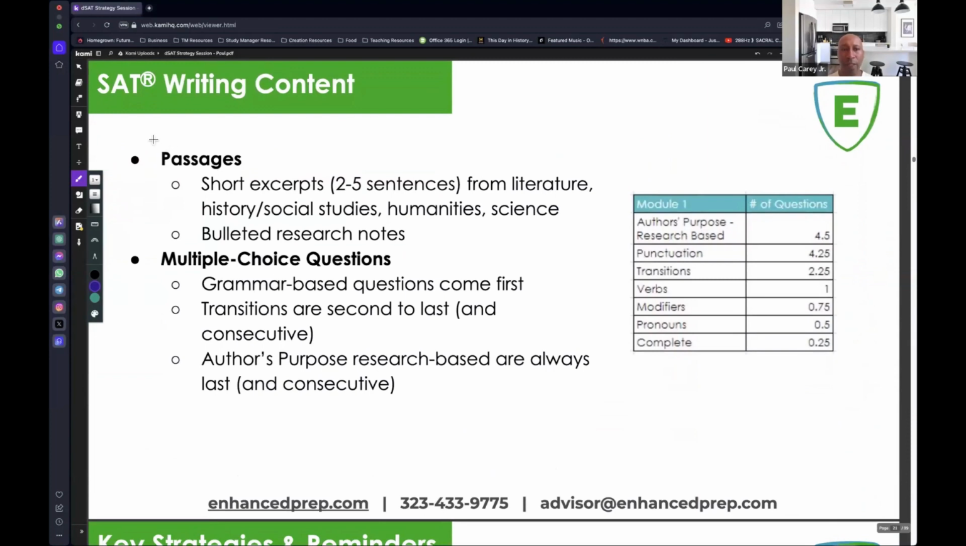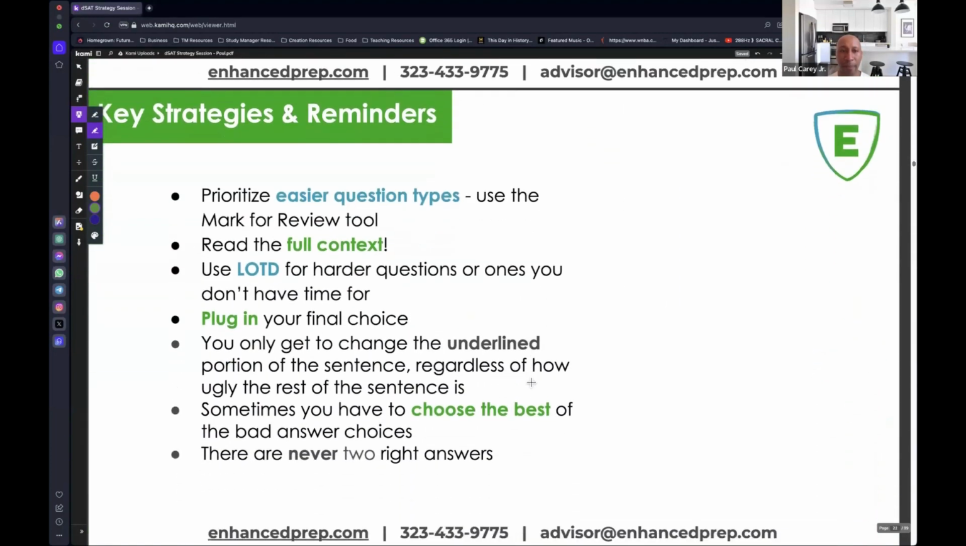So again, we already talked a little bit about this one, the writing content. We said that there's going to be those excerpts, those bulleted research notes. The author's purpose and research base are going to come last. We're going to have transitions, and they're also going to come consecutively. And then the grammar-based questions are going to come first. So as you can see, author's purpose is going to be one of those big things, as well as punctuation and transitions. So we want to make sure that we're getting as much as we can out of those big chunks before anything else. Okay.